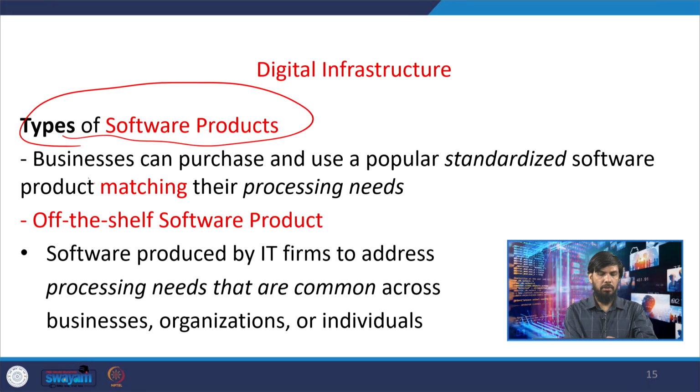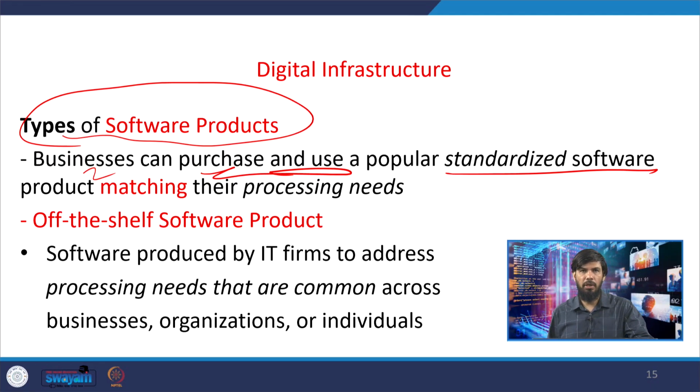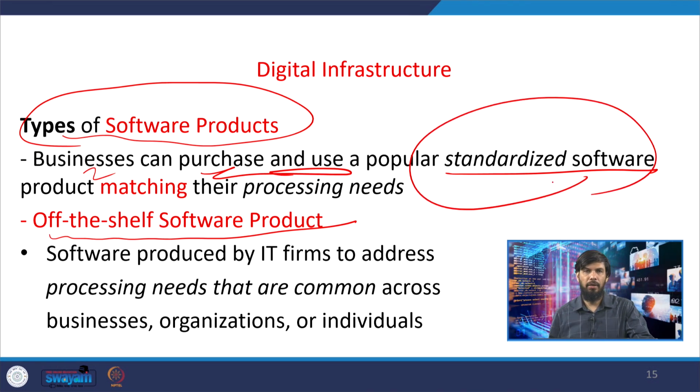Then moving on, what are the different types of software products that we have? Businesses can actually purchase and use popular standardized software which matches their processing needs. This kind of category is referred to as off the shelf software product. Some standardized software product is available directly in the market and you just go and buy that. Those are referred to as off the shelf software products. Why do you buy that? Because they might be matching your desired processing needs.